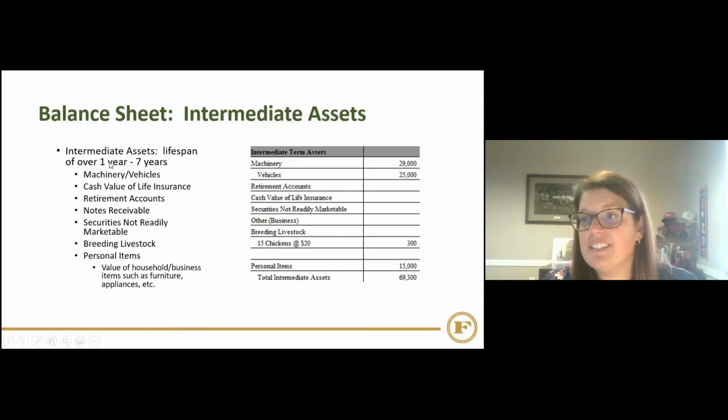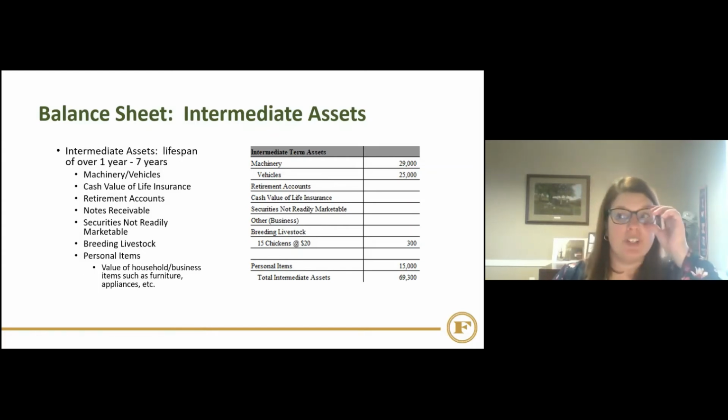So again, that's 1 to 7 years. That's machinery and vehicles, cash value of life insurance, retirement accounts, notes receivable, securities not readily marketable, breeding livestock, and personal items. Now you might be like, but I'm going to own that tractor for 10, 20 years. Yes, but generally we say for depreciation purposes, the value of it is 1 to 7 years.